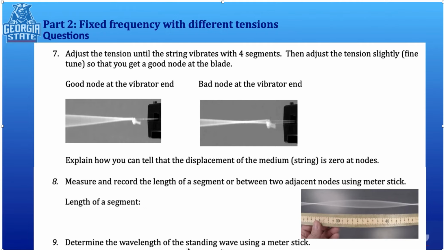And question 9, determine the wavelength of the standing wave with the meter stick. Now you know this thing, that wavelength is equal to how many segments? So if it is one segment, then how many segments do you have to measure to give one wavelength value? You have to measure the number of segments which are in one wavelength.